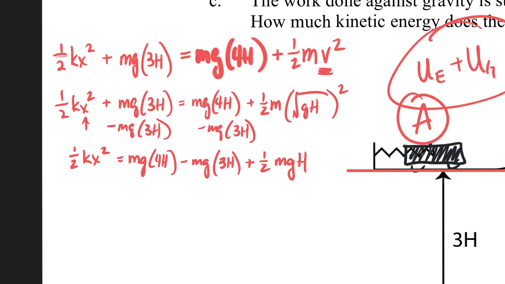Now, I see mgh in every term. Do you? So although this looks more complicated than it is, it's just 4 minus 3 plus 1/2. That's all it is. There's an mgh there, yes. But if I pull out the mgh, what's left is 4 minus 3 plus 1/2. That's what this really is. So that's 3/2.